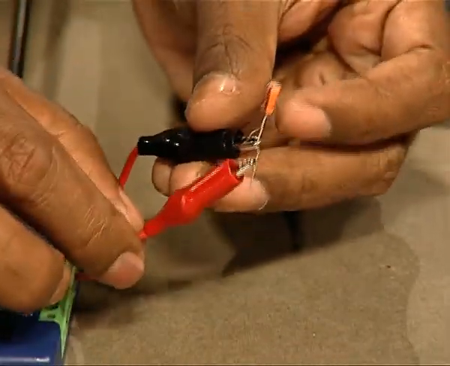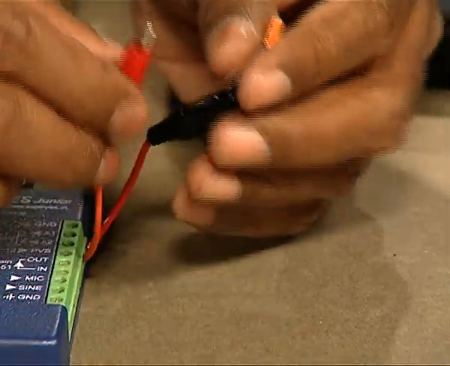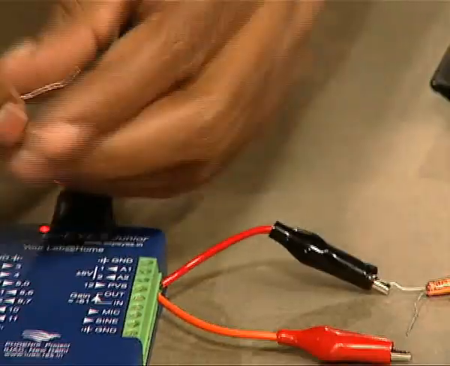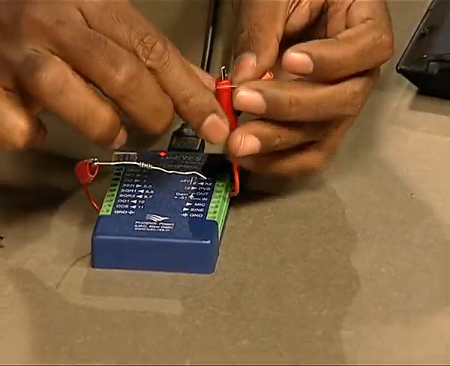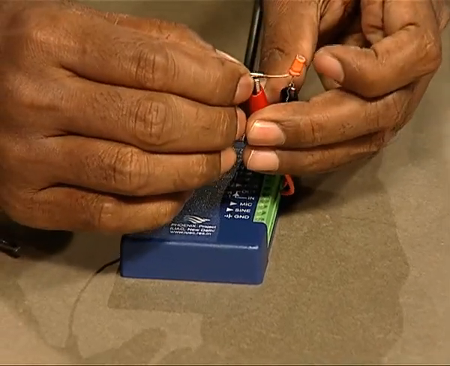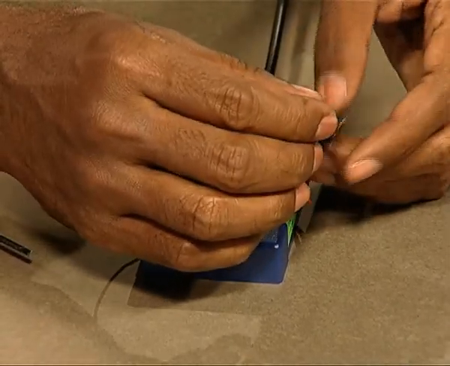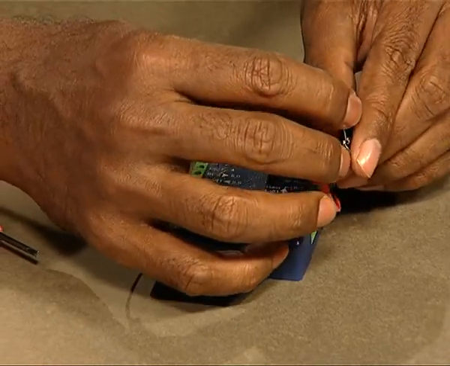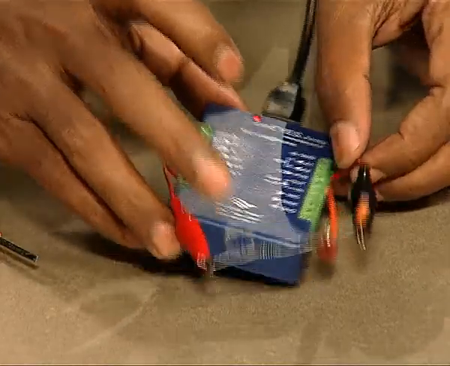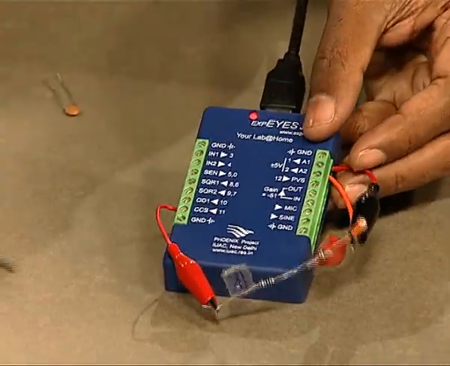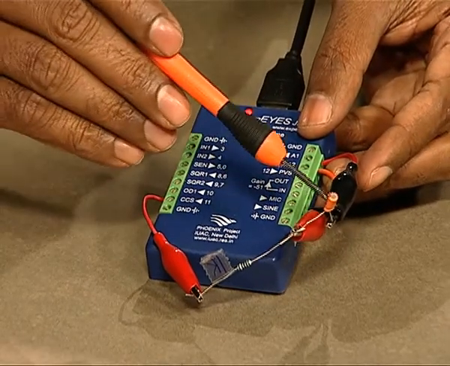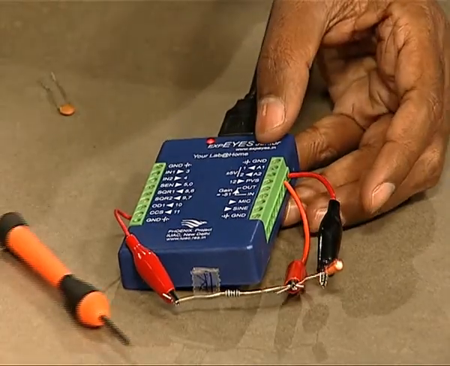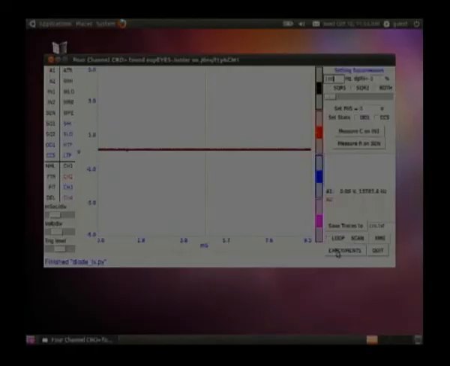You can see the capacitor is going to be connected from A1 to ground, and we will connect a resistor from OD1. So, here you can see the resistor. You can see the connections here. A resistor is going from OD1 to A1, and from A1 to ground we have the capacitor. So, from the experiments menu, let us choose the RC circuit.